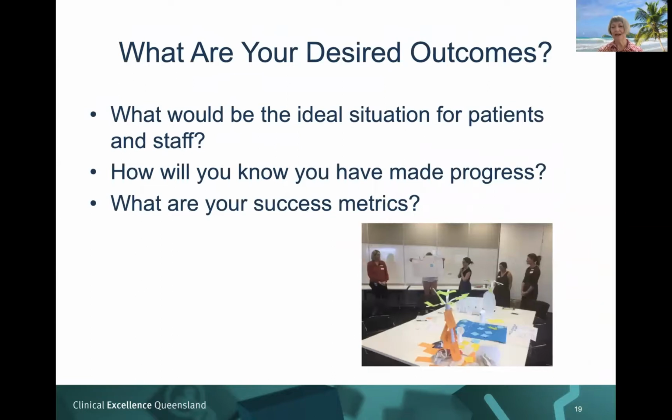But also try to be clear on what you'd like to see. What are the desired outcomes? What would be the ideal situation for the patients and staff? And how will you know if you've made progress? Because while it's important to work on what we want, how will we know if you've made some progress? If we've made a difference to the situation, then of course we can keep going. So have some metrics. Is it about client satisfaction? Is it about confidence that really what you're delivering is the best that your organisation can do?